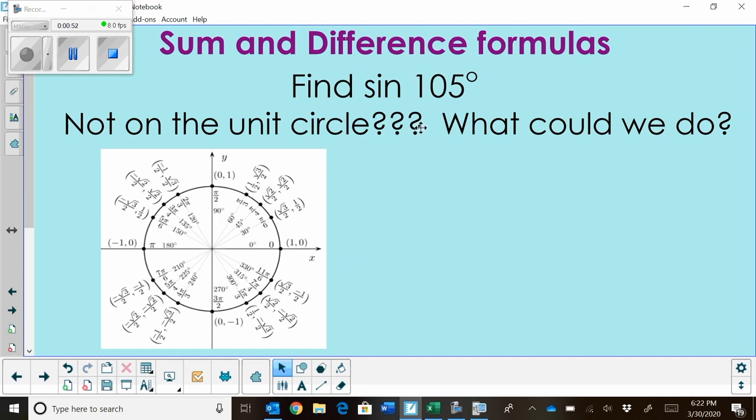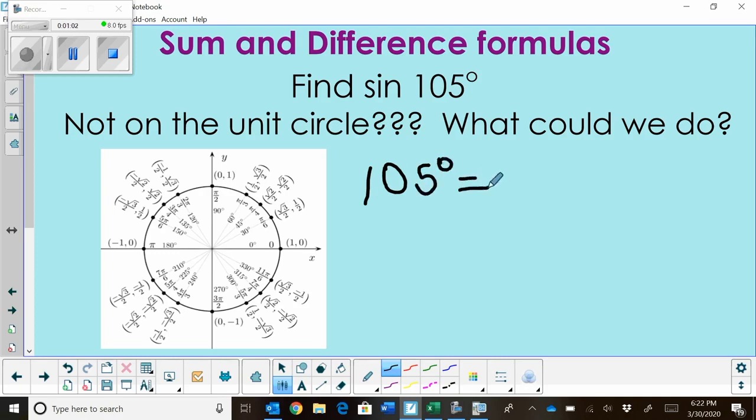So what we have to do is come up with some way. We could either rewrite 105 as the sum of two values or the difference of two values that are on the unit circle. So let's take, for example, 45 degrees and 60 degrees. Those two have a sum of 105, so we could use that combination.